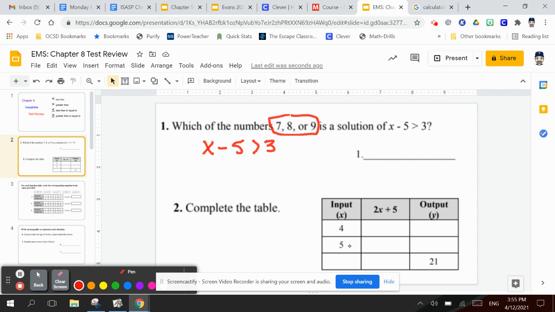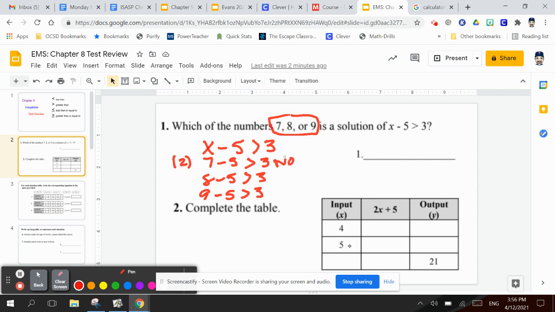So I'm going to take out my x variable. I'm going to put in each of these numbers. So I have 7 minus 5 is greater than 3. 8 minus 5 is greater than 3. 9 minus 5 is greater than 3. So when I look here, I have 7 minus 5, which is 2. Is 2 greater than 3?